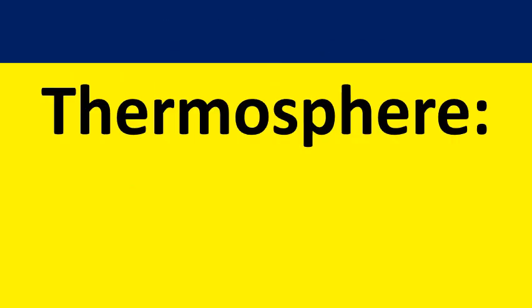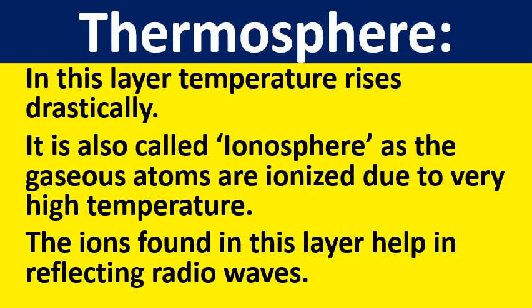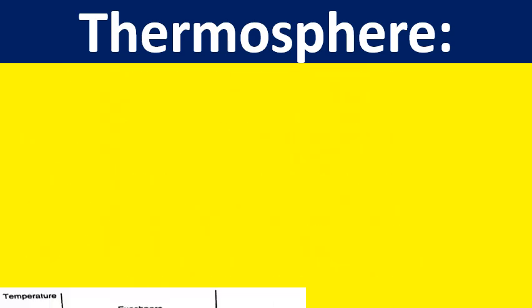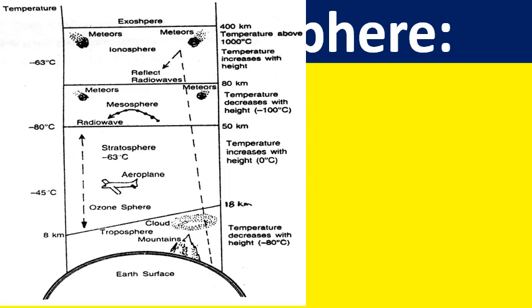Now we have thermosphere. In this layer, temperature rises drastically, and it is also called ionosphere. Here, the gaseous atoms are ionized due to very high temperature. The ions found in this layer reflect radio waves and help us in transmitting radio signals. Dear students, you can see ionosphere here.